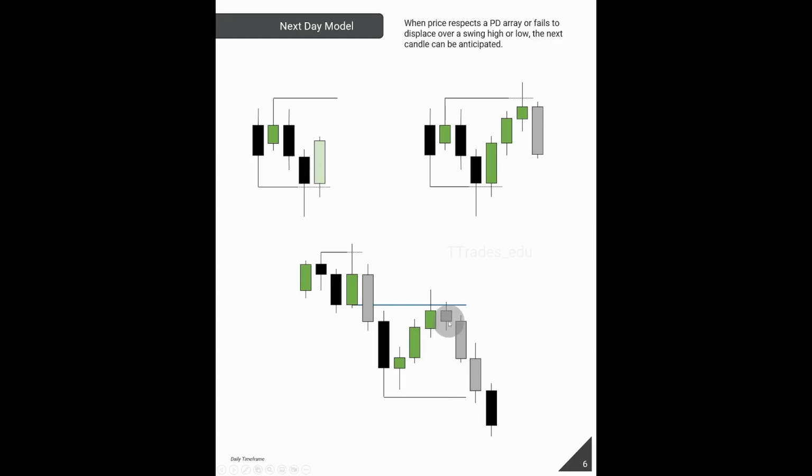This candle stays inside. I can use that bias and continue to use it until we reach our draw on liquidity, which in this case is sell side liquidity resting at the swing low below. So let's get into some charts and look at a few more examples.